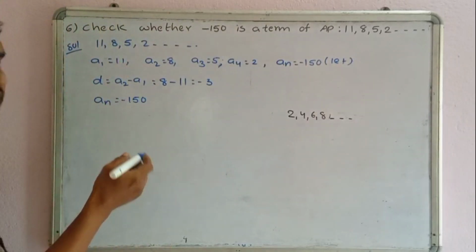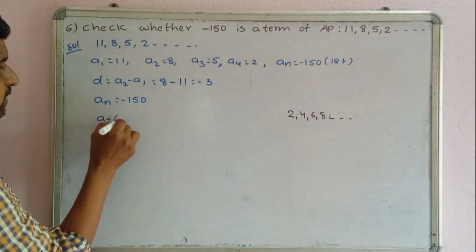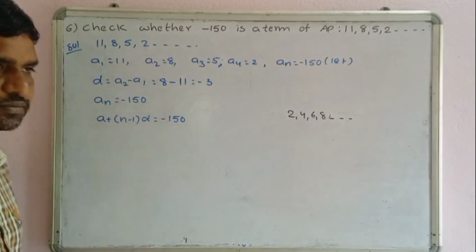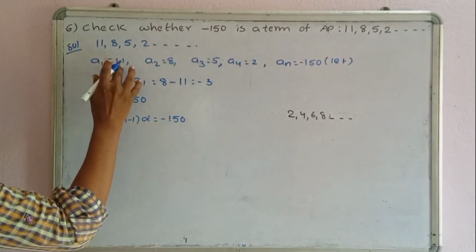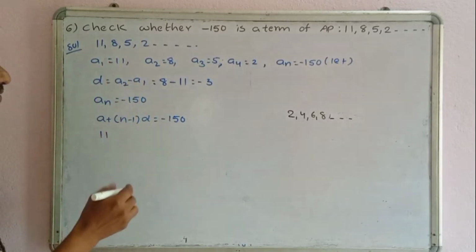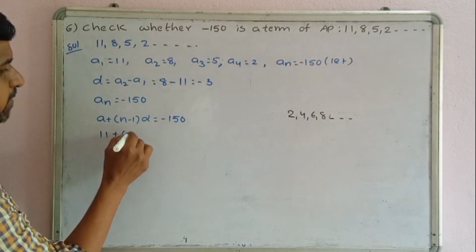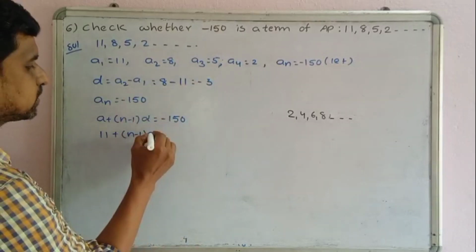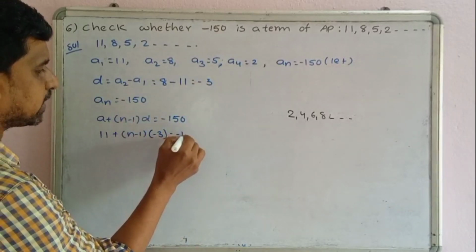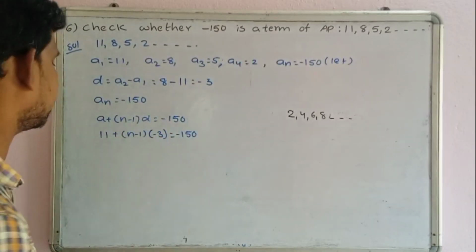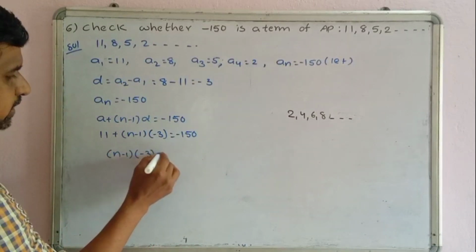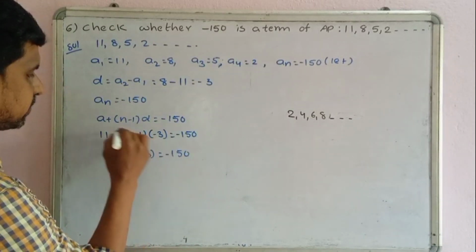What is the formula of AN? A plus (n minus 1) into D equals minus 150. Okay. The value of A1 is 11 plus (n minus 1). I don't know the value of n. (N minus 1) into D value, how much? Minus 3 equals minus 150. Okay. So (n minus 1) times minus 3 equals minus 150.